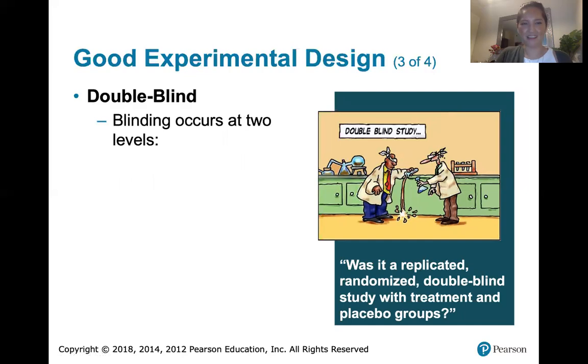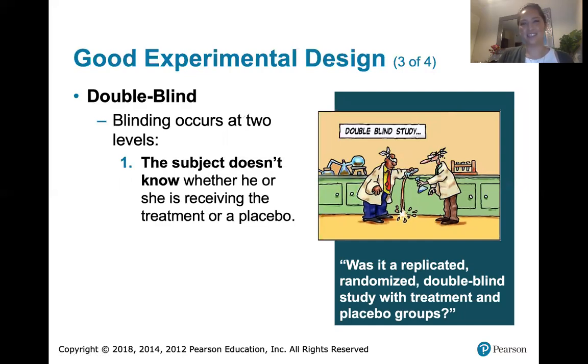Okay, so double-blind is when blinding occurs at two levels. The subject doesn't know whether or not he or she is receiving the placebo, and we're just asking them to report as well as possible what's happening to them, without the bias that would occur due to knowing that they were receiving the treatment or the placebo.